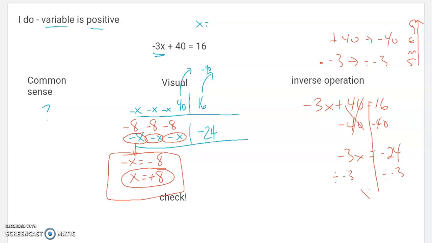Negative 3 divided by negative 3 just leaves me x. Negative 24, weird, divided by negative 3. Remember, when you multiply or divide with negatives, if they're both negative, the answer is positive 8.